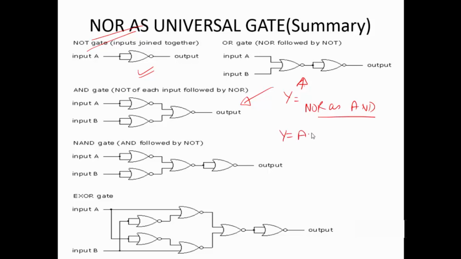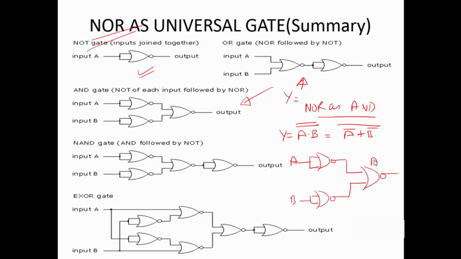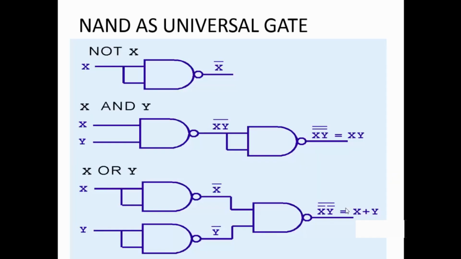And you all know AND is A dot B. Just again our previous trick: A bar plus B bar, whole bar. That's it. Solve. This is A bar. This is B bar. And this is A bar plus B bar, to the power bar. So this way you can implement any gate using NOR gate, so these NOR gate and NAND gate are called universal gates.